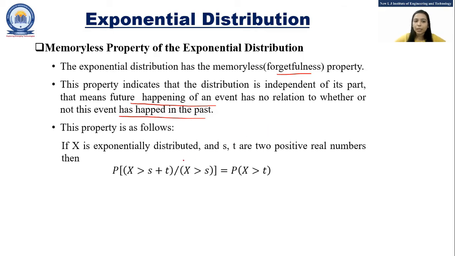According to this property, we can say that if X is exponentially distributed and s and t are two positive real numbers, then P(X > s + t | X > s) = P(X > t).